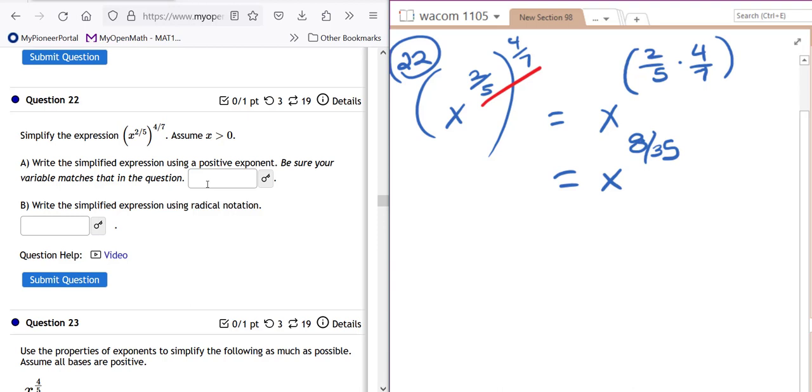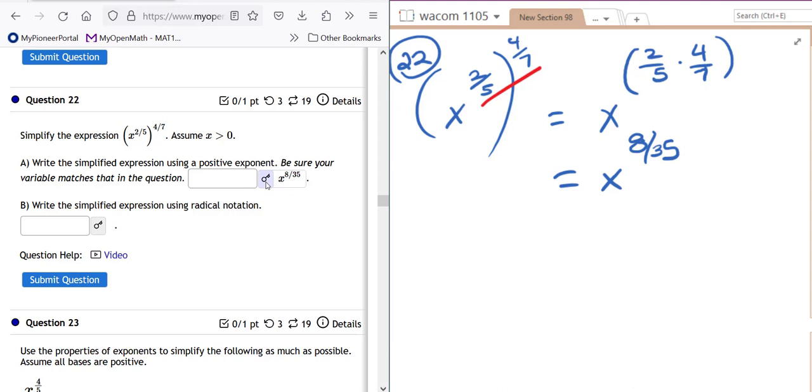All right. Write the simplified expression with a positive exponent. Okay, we're good there. Make sure your variable matches that in the equation. So x to the 8/35. All right, and so this is actually out of the radical section, even though it's doing the exponents. It's that one that had the fractional exponents.